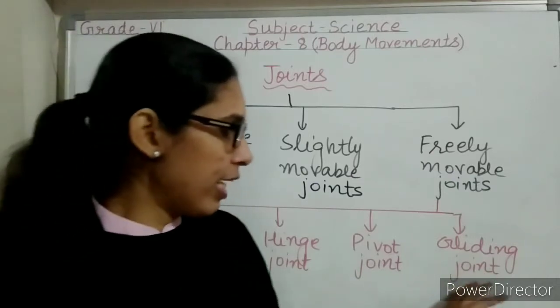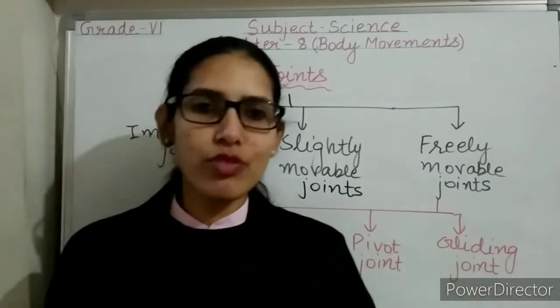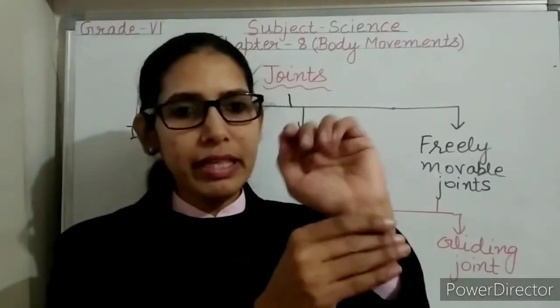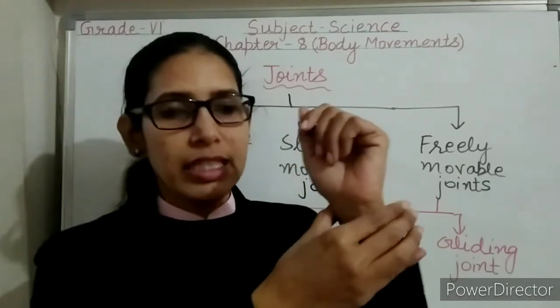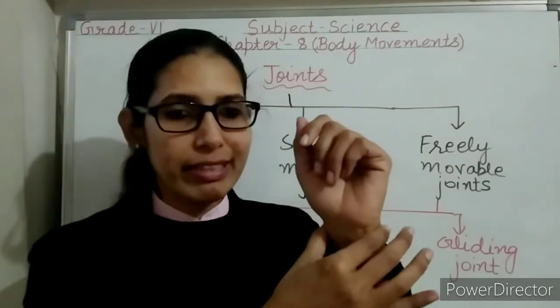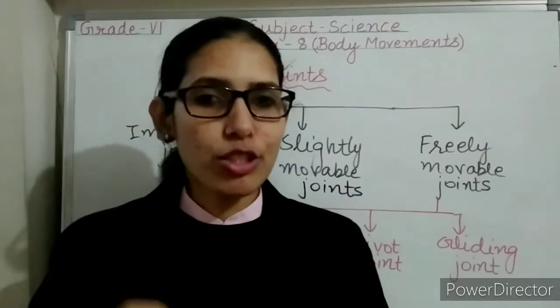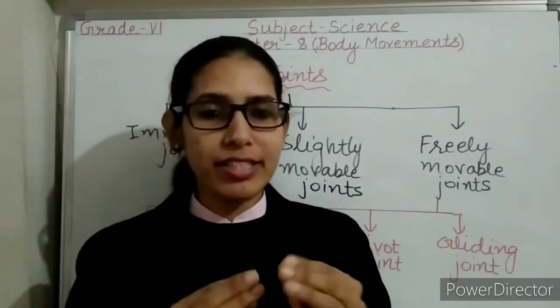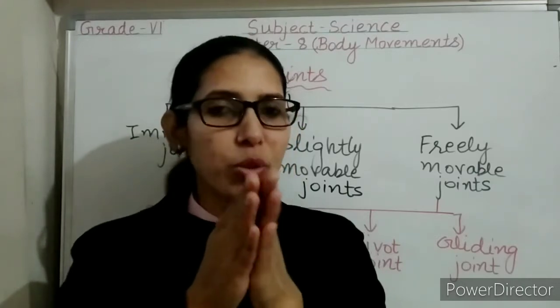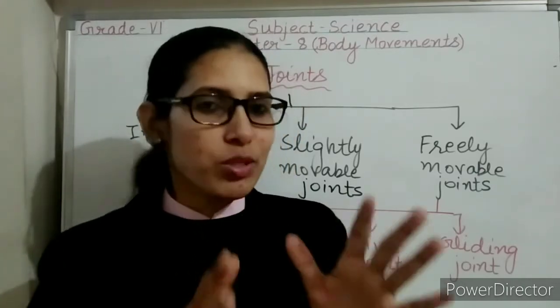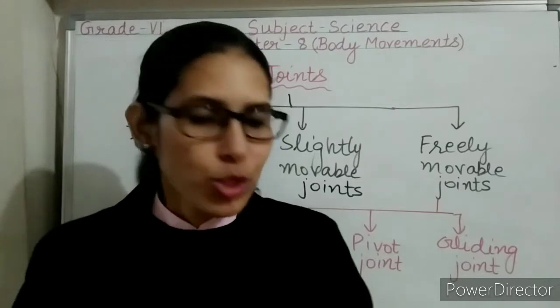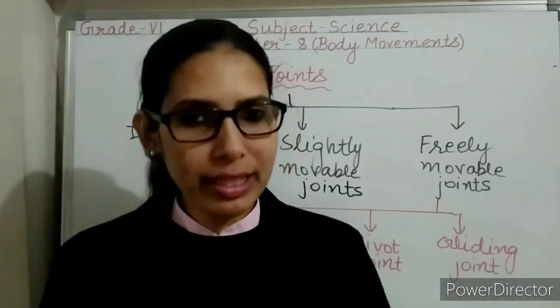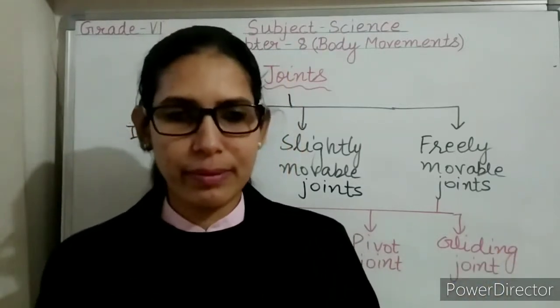So next is gliding joint. The gliding joint is found in the ankles and the wrist. The wrist portion consists of 8 bones. These bones have flat ends. These bones can glide over each other, or we can say they can slide over each other. So that's why the name gliding joint. Gliding joint is found in the ankles and the wrists.